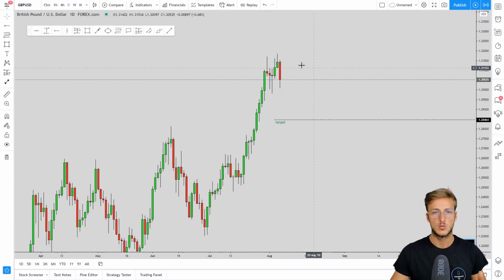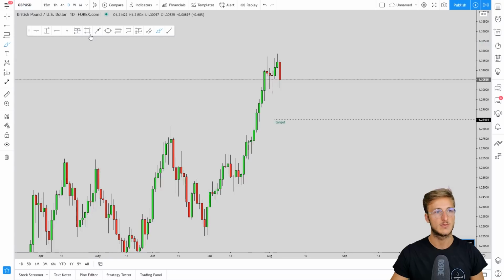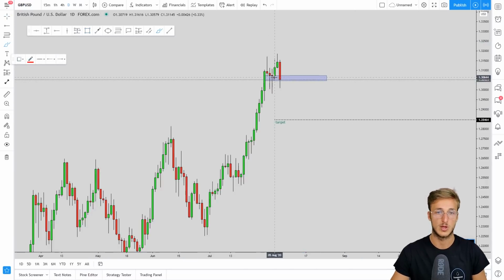So on the daily, what we can see is that in creating this double top, the market still hasn't broken below the previous low. We still have support at this area, which the market has failed to break to the downside. This is the previous support, which has again turned into support at this area, which the market still hasn't broken to the downside.